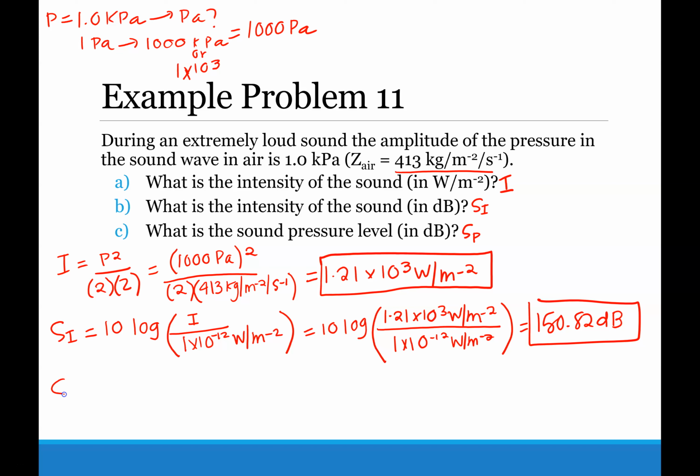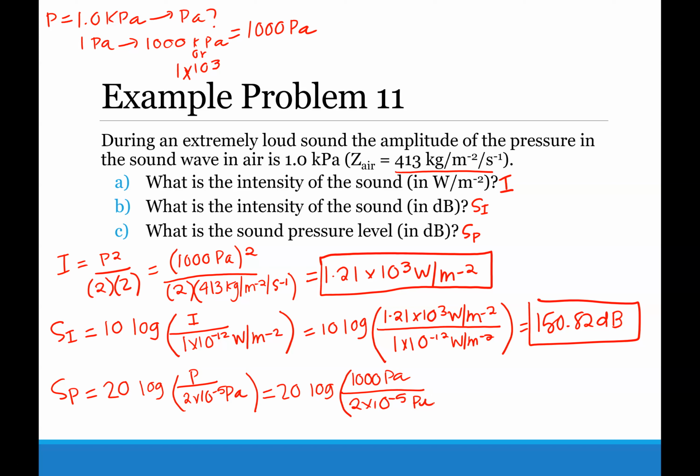C asks us for the sound pressure. And so that's going to be 20 log pressure divided by 2 times 10 to the minus 5 pascals. So putting that in the formula, 20 log, the pressure is 1,000 pascals, not squared for this one. We only square for intensity, regular intensity at the top, not for the sound pressure. It's just regular old pascals, not squared. Divided by 2 times 10 to the minus 5th pascals.